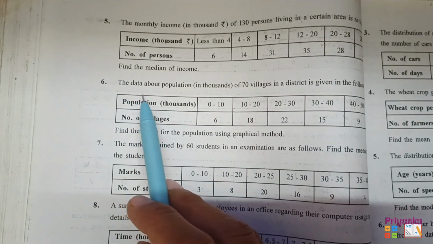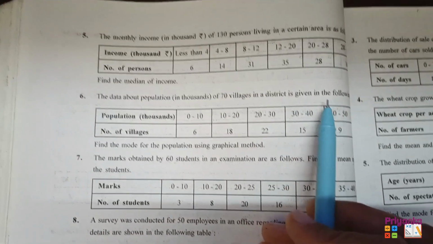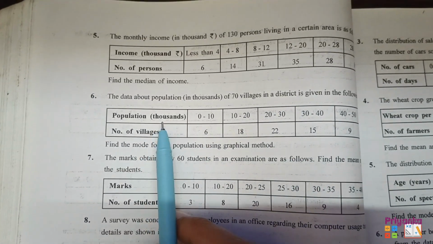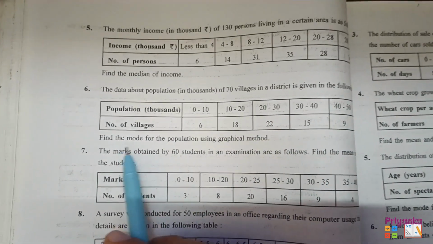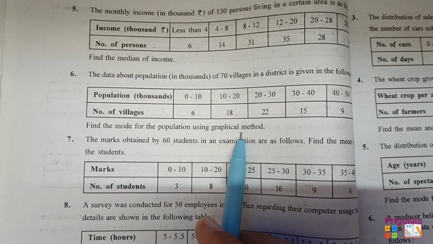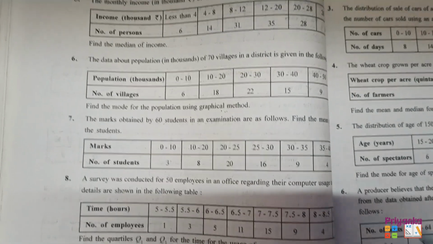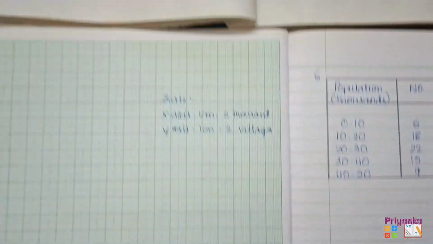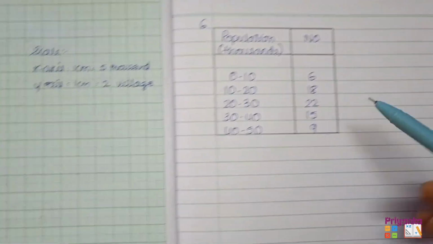Question number 6. The data about population in thousand of 70 villages in a district is given in the following. Here the population in thousand is given and the number of villages. Find the mode for the population using graphical method. Now as it has been asked to find the mode in graphical method, first take this information in your graph book. Here you can see the population and number of villages has been written.